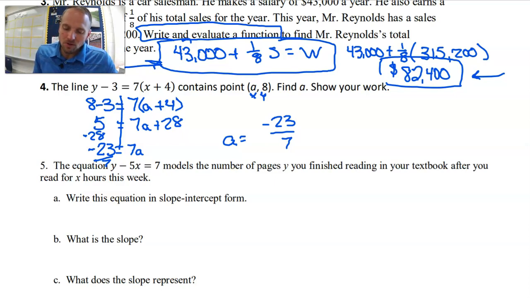Okay, now I'm not sure that looks right. Let me just double check my work here. 7a plus 28. That's it. Okay, so it is a fraction, and that's going to be okay.